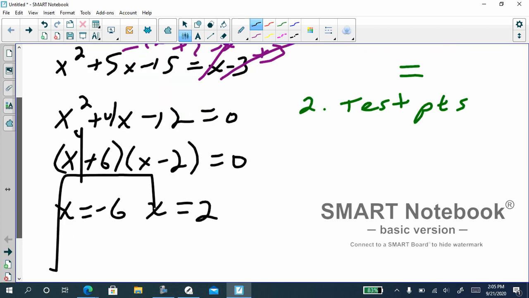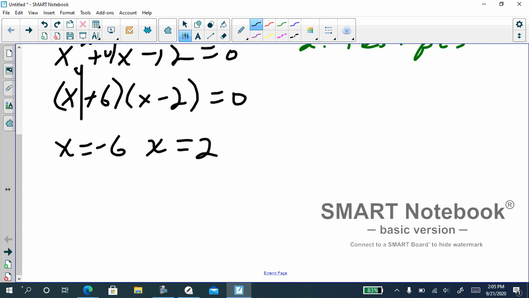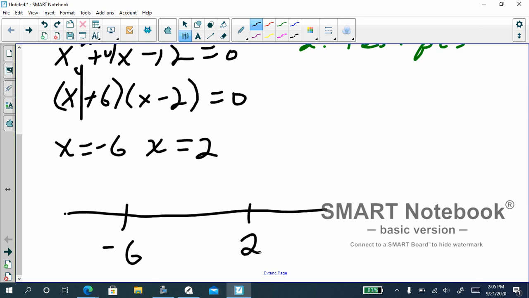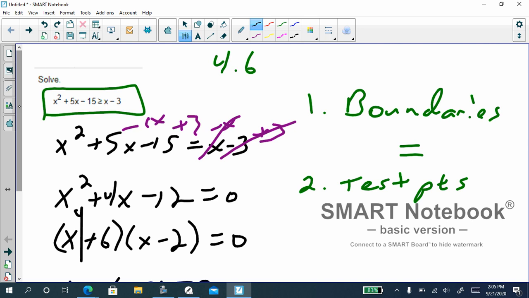We only have one variable, so we don't have to have a grid. We can just use a number line. So -6 and 2 are where the left and the right sides are equal. Now we want to figure out which sides are going to make the inequality part true.